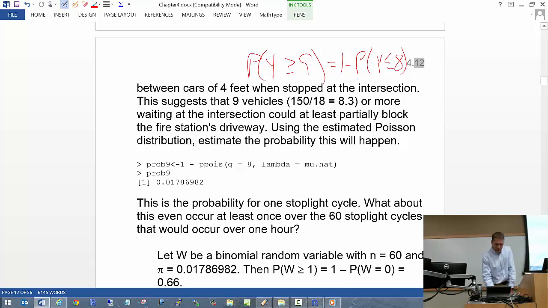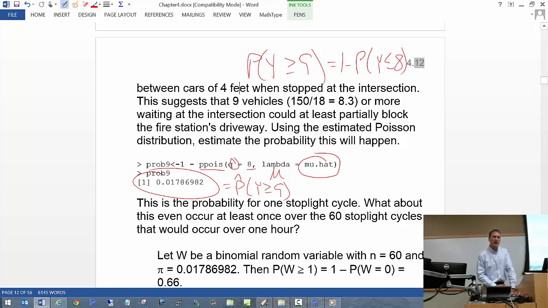Well, because I know there's a function called p-pois, for probability Poisson, that essentially finds this cumulative probability. And I can accumulate the probabilities up to 8. So ppois works very similar to pchisq, similar to pnorm. So the quantile is 8. My mu parameter, which R calls lambda, let's set that equal to what it's estimated to be, mu hat. Then 1 minus this probability, and I get 0.0178.